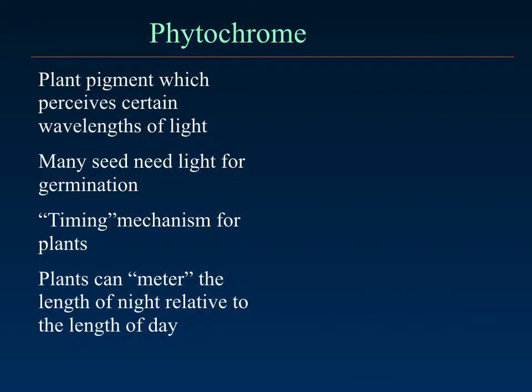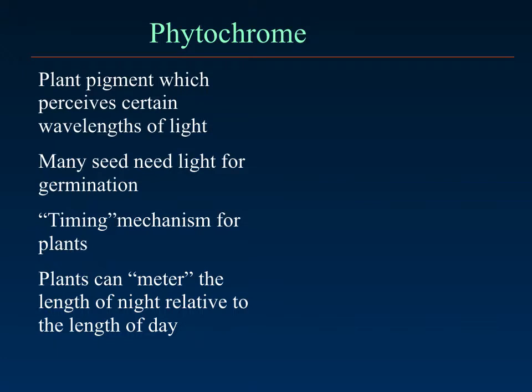Let's talk about what plants sometimes do that we manipulate as human beings. Phytochrome. It's a plant pigment, not with color, but it actually perceives certain wavelengths of light. It is used for the germination process of many seeds.